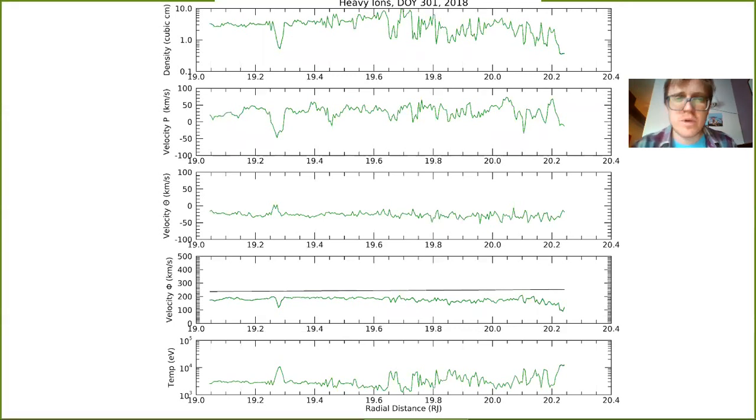So here's an example of what a bit of that data looks like. Here's just one segment of an inbound orbit from 19 to 20.5 Jovian radii. At the top, we got the density. This is heavy ions, by the way. Then there's 3 components of the velocity there, temperatures at the bottom there for good measure. So here I'm going to use the 20 RJ point, and I'll make a few more plots for several other radial distances.